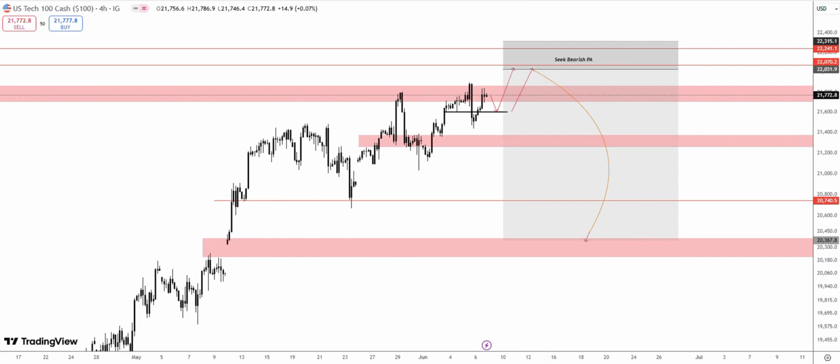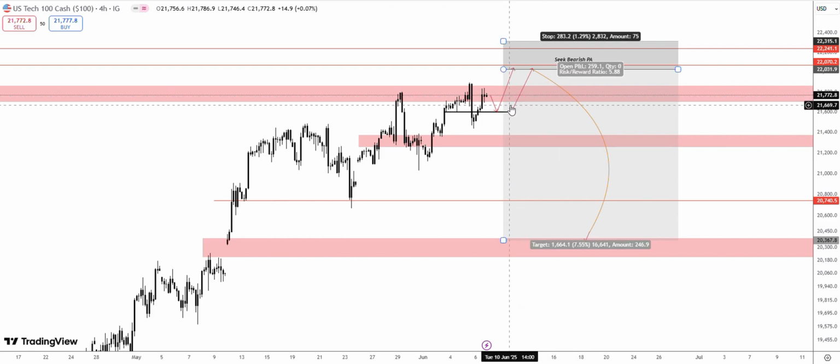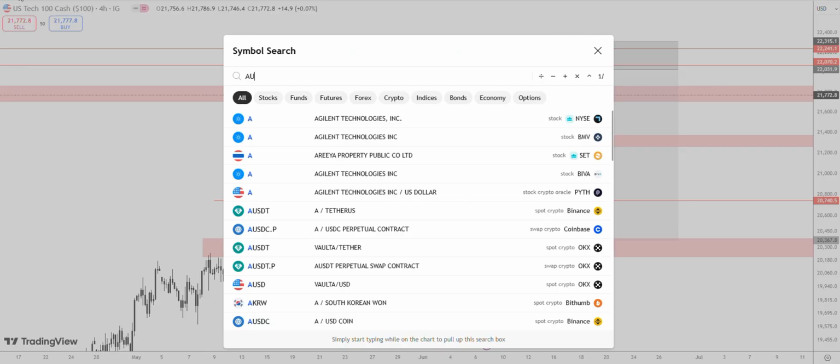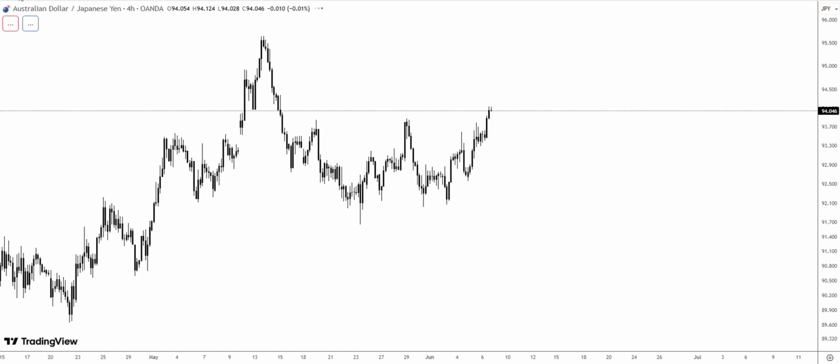And yeah, we could capitalize as much as we can on this trade. But now let's go into Aussie dollar, Japanese yen, what we have for Aussie dollar, Japanese yen.